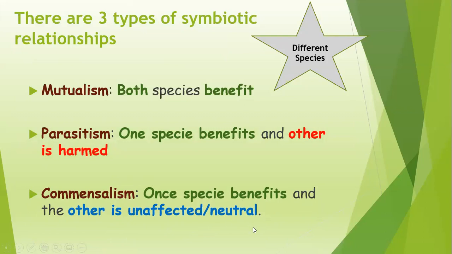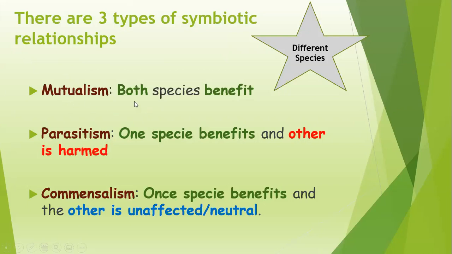Now, please remind yourself that all these three types of relationships are symbiotic relationships. They are long-term relationships between different species. Also remind yourself that in all three of them, one of them must always get benefit.